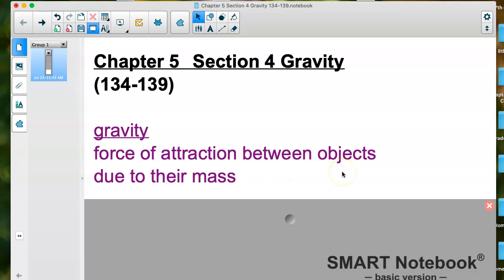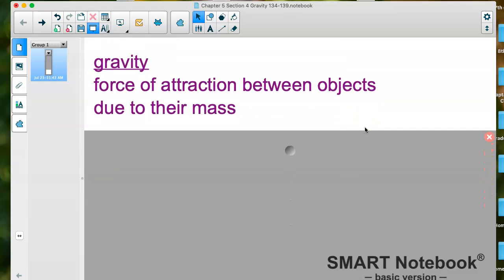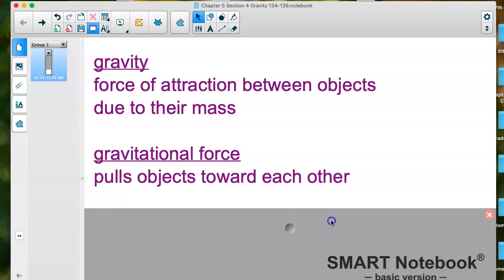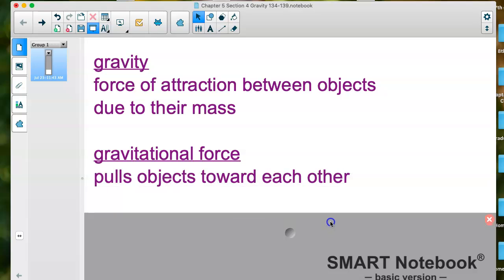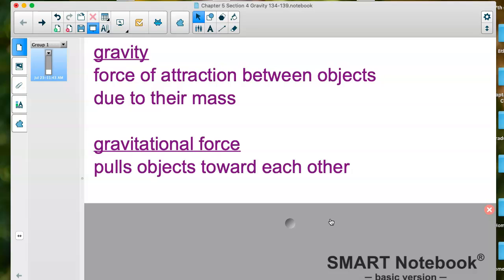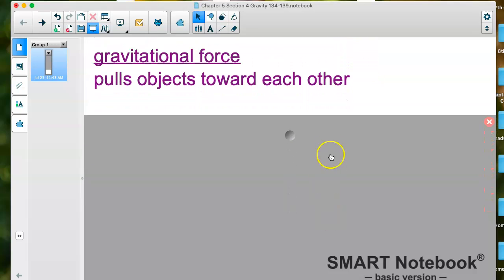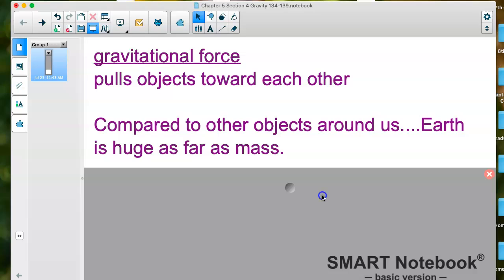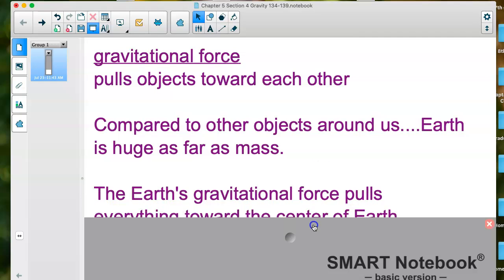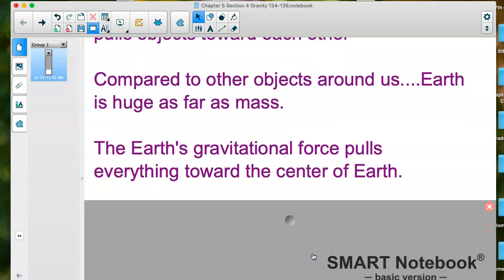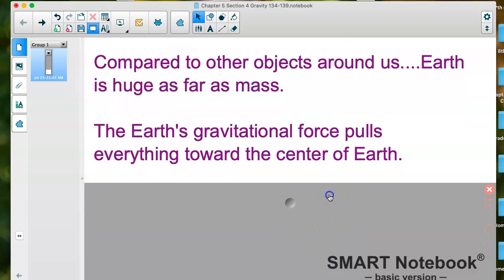So when you think about the planet or the body that we're on, that's what we're kind of mentioning. Gravitational force pulls objects towards each other. That's why we are obviously sitting on Earth, or when we jump, we're pulled back to Earth. Compared to other objects around us, the Earth is huge as far as its mass. This is why objects aren't necessarily attracted to other small objects. They're more so attracted to the Earth. So the Earth's gravitational force pulls everything toward the center of the Earth.